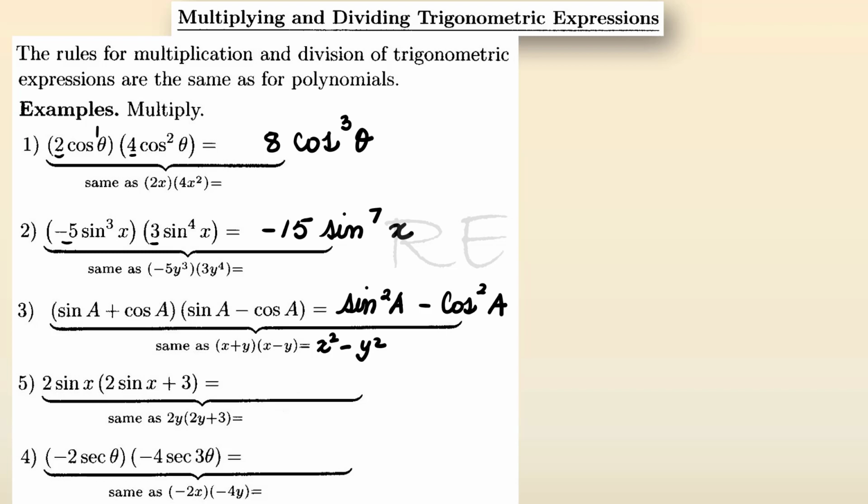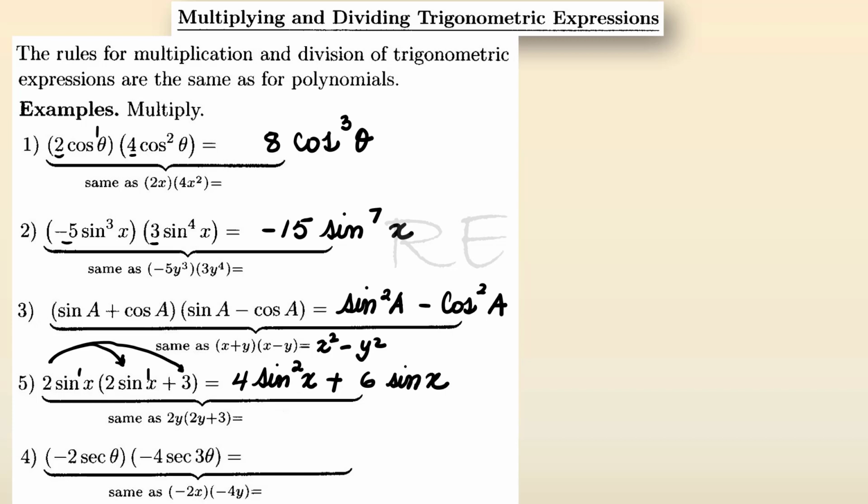2 sine x times 2 sine x plus 3. 2 times 2 is 4. Sine x times sine x, we add the exponent. Sine squared x. And 2 sine x times 3, 6 sine x.